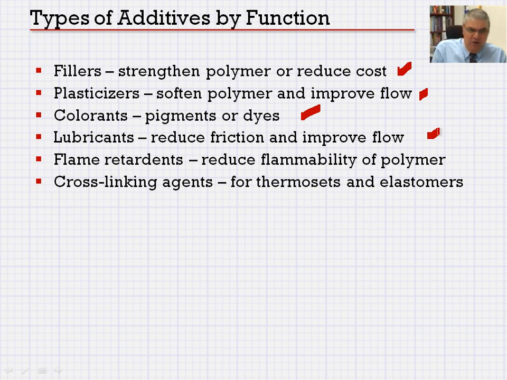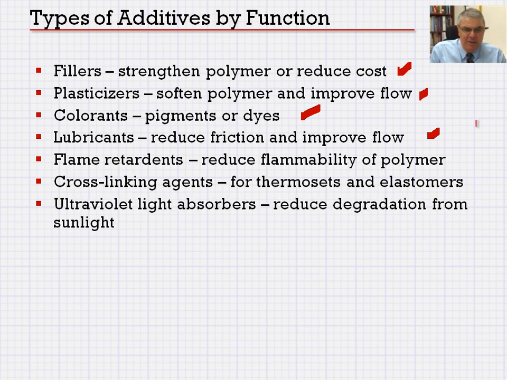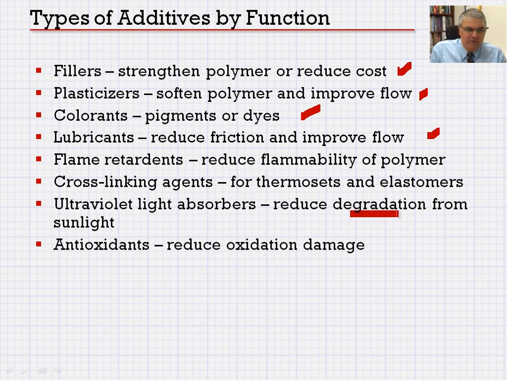There are also cross-linking agents for thermosets and elastomers. Remember, I talked about cross-linking last time. And there are ultraviolet light absorbers. This would reduce the degradation from sunlight. Remember all the problems that we have, and that was one of them with polymers: some types of polymers don't do well in sunlight. They degrade in sunlight. So we need to have ways to reduce that, and ultraviolet light absorbers seem to help with that.